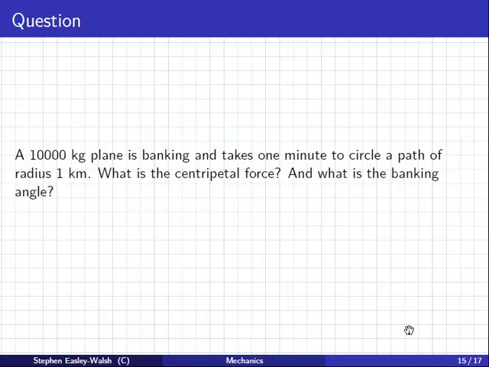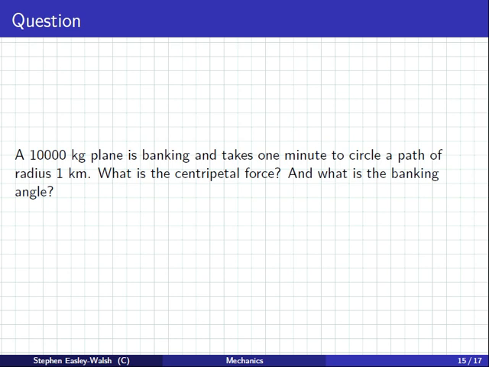Okay, now a couple more examples to do. A 10,000 kilogram plane is banking. Does anybody know the meaning of this word for a plane? That's taxiing. Banking is something else. How would you describe it? It's like a sharp turn, yeah. So when the plane is flying and then it wants to turn left, we say it banks. So this is basically turning, it's banking.